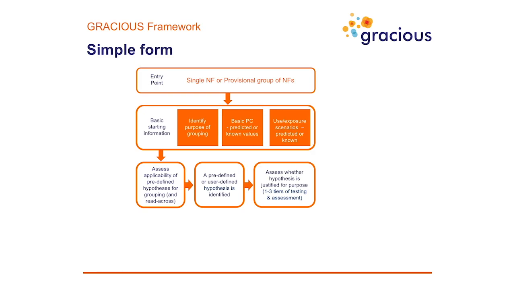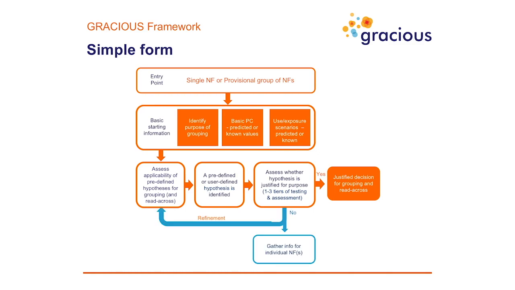So once we have a predefined hypothesis or a user-defined hypothesis, the framework then provides a tailored testing strategy with 3 tiers of increasing complexity that allow the individual to test the relevance of their hypothesis for the grouping of the nanoform or nanoforms they're interested in. And this tiered testing strategy allows you to gather evidence so that you can either make a decision to say that your group is justified, and if it's not justified, then you can refine your hypothesis, or the user can gather information for the individual nanoforms and do a case-by-case risk assessment.